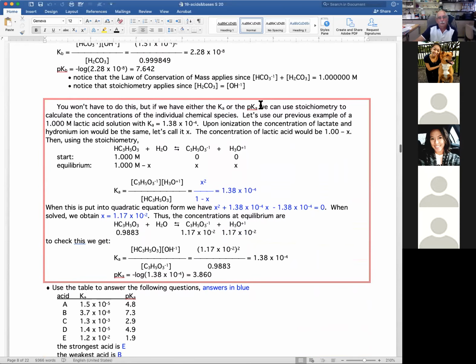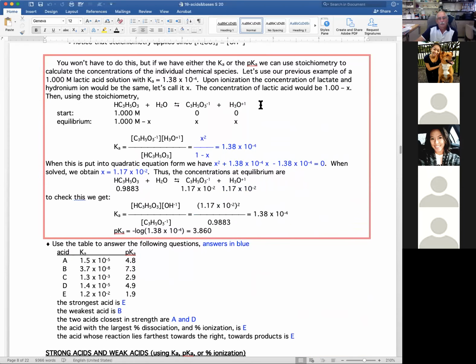So this part in the red box right here, you're not going to have to do this. If you take Chemistry 162, they'll make you do this because those people are just mean. But I just want to show it to you. What if we had the value for the Ka? What use is that to a chemist?